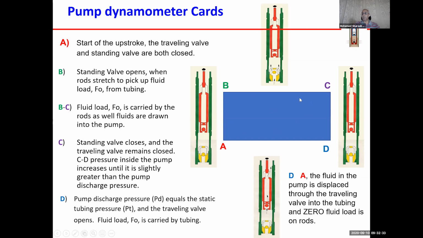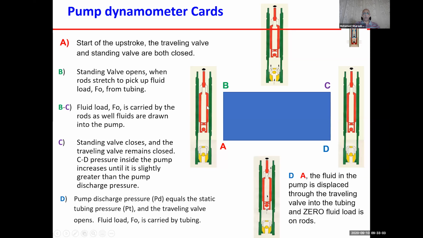you will find this in a lot of wells, in exactly the same shape like this. Here is the traveling valve, it's closed, and the standing valve is closed. As soon as we go up like this, the traveling valve is closed and the standing valve is still closed until we reach point B, because the rod has already lifted all the fluids. The plunger and the rod lift all the fluid.